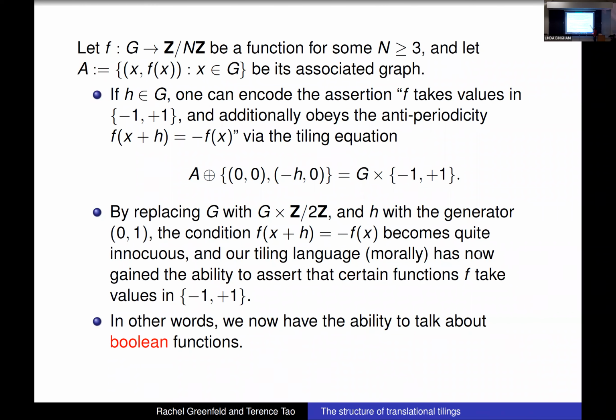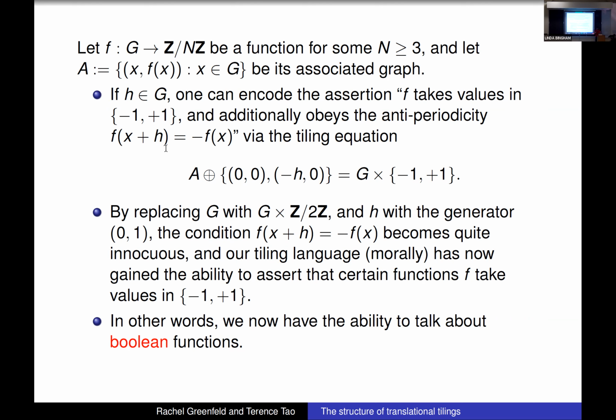So let's say in a cyclic group Z/NZ, I have a function that only takes values -1 and 1. And for technical reasons, I needed it to be alternating. So I have a rather weird sentence: F takes values in {-1, 1}, and there's a certain shift, and every time you shift by H, it flips sign. So if it is +1 at X, it must be -1 at X plus H.